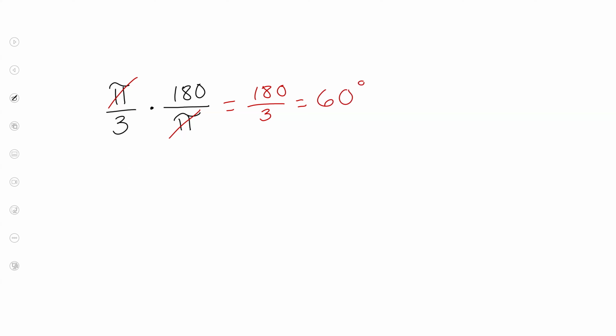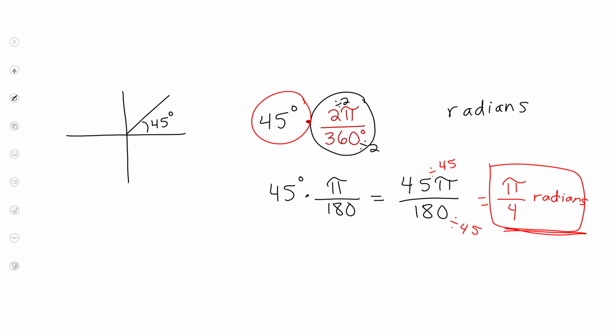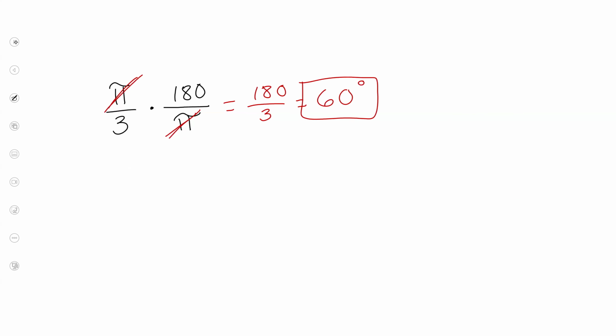60 degrees? Perfect. So guys, your goal in this is just basically to cancel out. Here, I have degrees and I want to cancel out degrees. Here, I have radians. I want to cancel out radians. Okay, let's try to do revolutions.